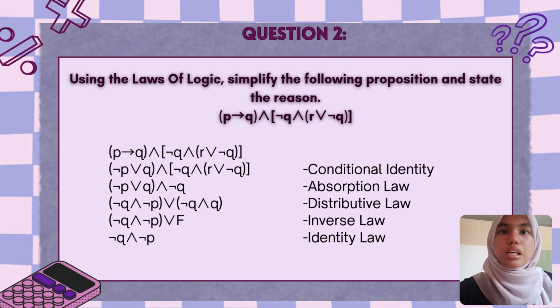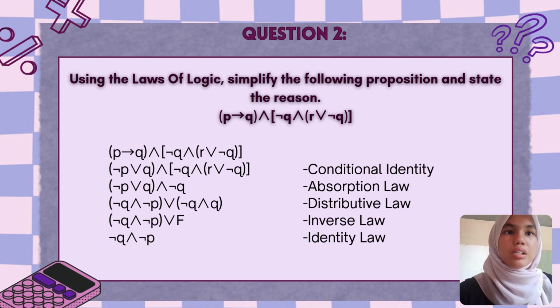Then we will get the statement (¬P or Q) and [¬Q and (R or ¬Q)]. Let's focus on ¬Q and (R or ¬Q). Here we can simplify the statement using absorption law, so it will equal ¬Q. Now this statement is (¬P or Q) and ¬Q.